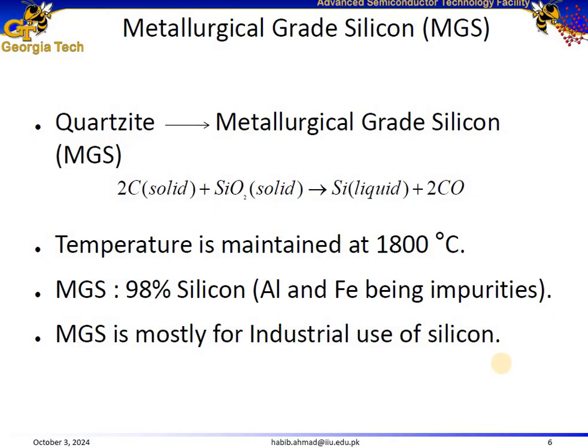This slide discusses metallurgical grade silicon, a key intermediate product in silicon production. We discussed the quartzite actually reacts with carbon to produce metallurgical grade silicon and carbon monoxide at a temperature of 1800 degrees C. And this metallurgical grade silicon contains 98% pure silicon with impurities like aluminum or iron. Metallurgical grade silicon is mainly used for industrial purposes such as aluminum silicon alloys and silicones, where silicones are actually a group of synthetic polymers made up of repeating units of silicon, oxygen, carbon, and hydrogen.